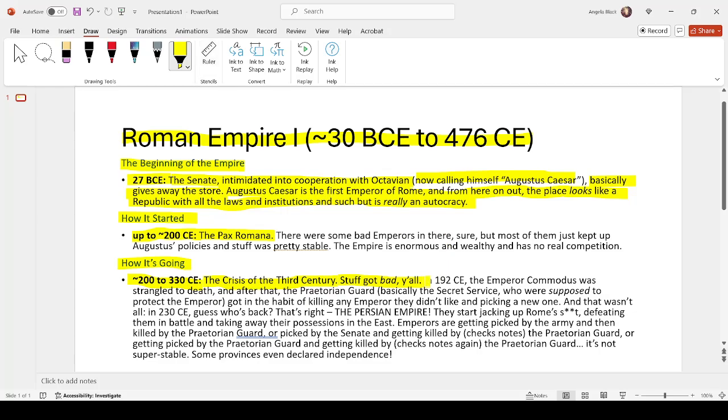In 192, the Emperor Commodus, don't laugh, that was his name, was strangled to death by people who did not like him. And after that, the Praetorian Guard, which is basically the secret service, whose job was to protect the emperor, got in the habit of killing any emperor they didn't like and just picking a new one.